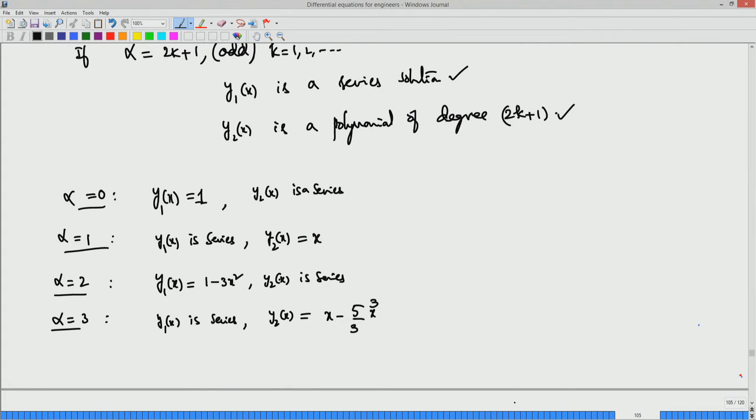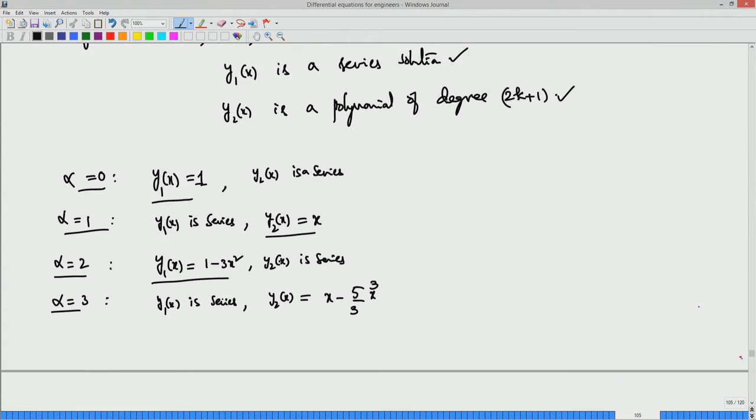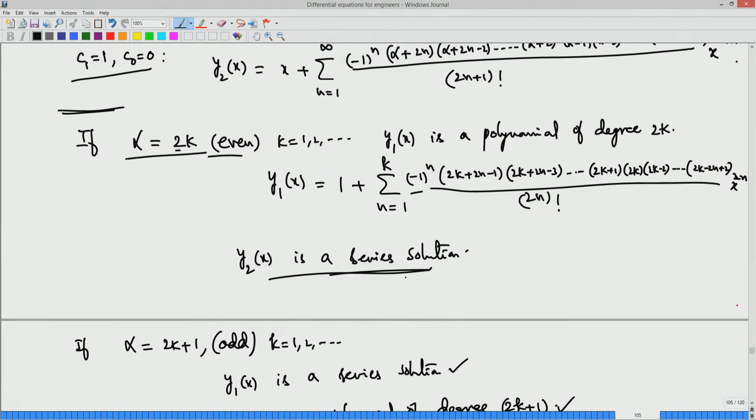You can see in each case, when alpha equal to 0, y1 at 1 equals 1. But when alpha equal to 2, if you want the Legendre polynomial, the value of 1 minus 3x square at 1 is equal to 1 minus 3, which is minus 2. So, you have to divide by that number so that the value of y1 at 1 is 1. Similarly here. So, this is the polynomial solution obtained directly from the solutions y1 and y2.